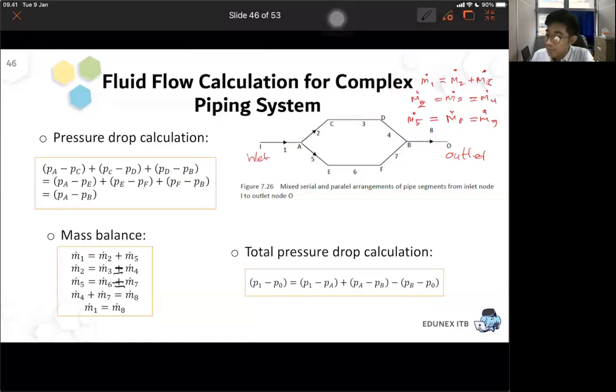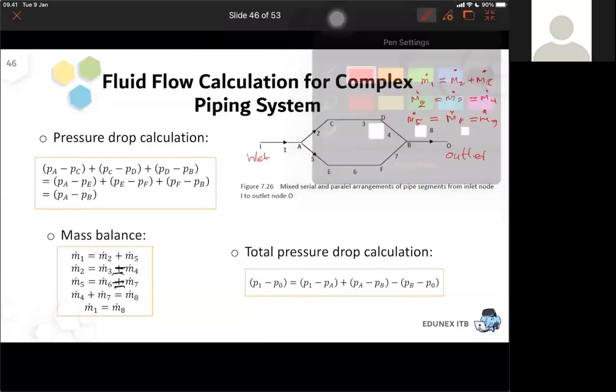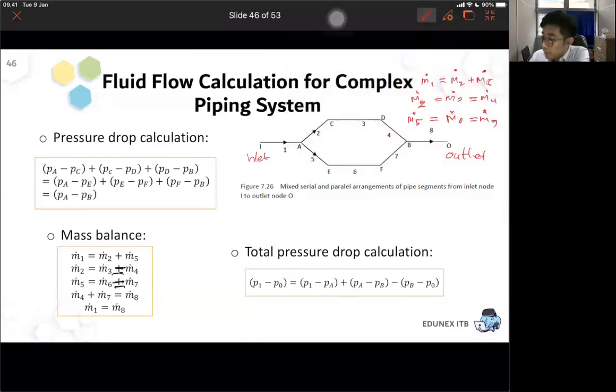This one, right? Yes, sir. Okay. Then how about the pressure drop? The pressure drop should be the same from each of the lines. It means the pressure drop of A and B should be the same whether it's calculated from the top line or it's calculated from the bottom line.